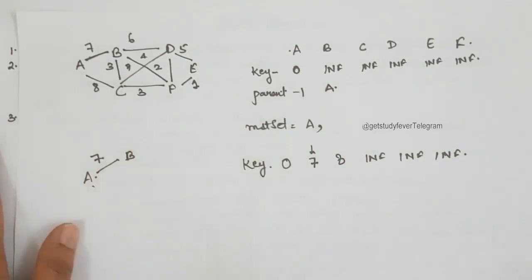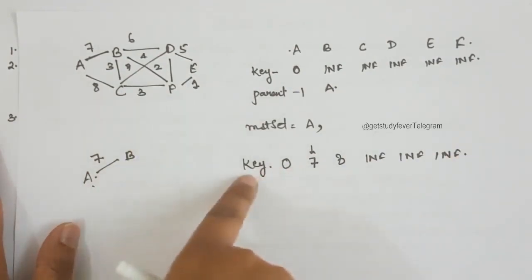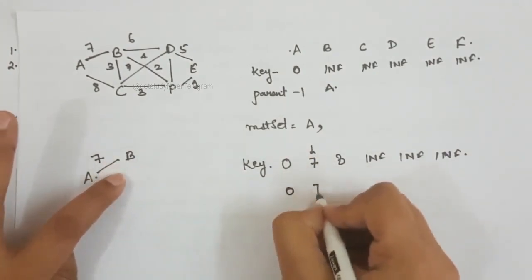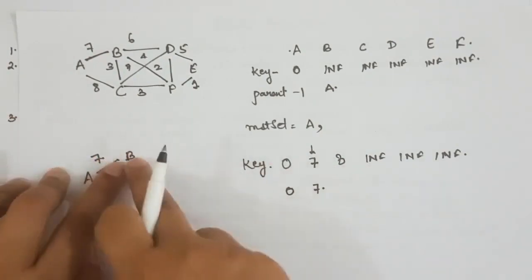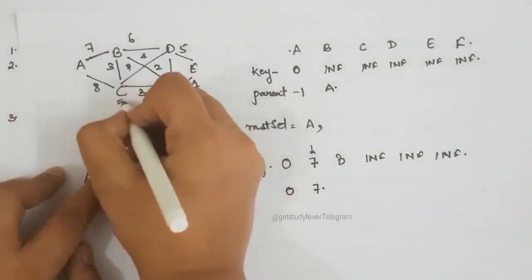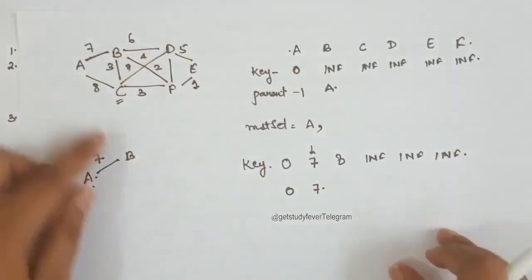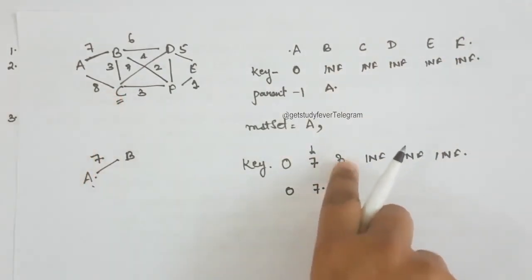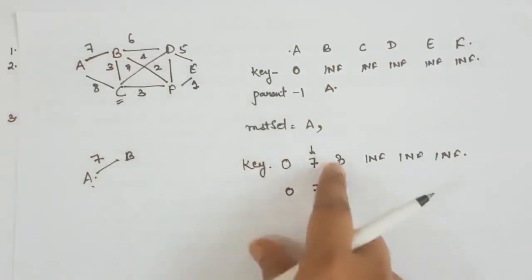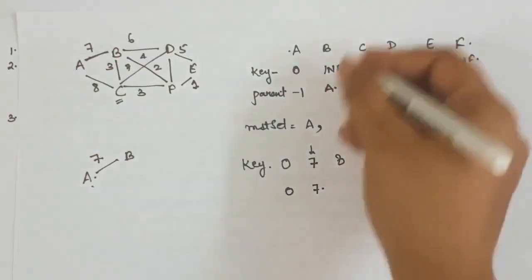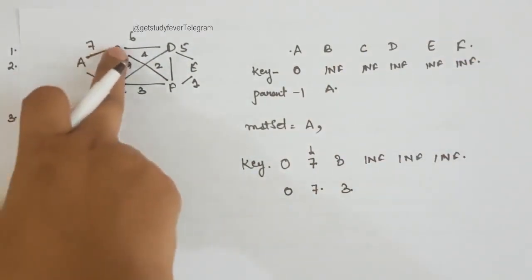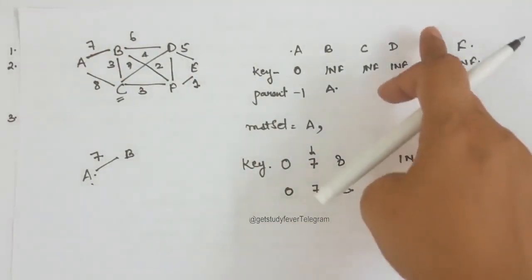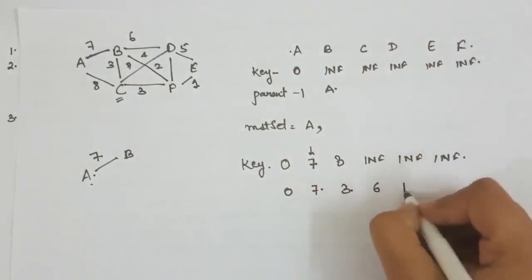Now I will check all the adjacent vertices of B and update this key set. So A will remain as it is, B will remain as it is. The adjacent vertices of B are C, F and D. B to C is 3. Now C has value 8, but B to C is 3, which is less than 8. So I will update the key value of C as 3. Now we have B to D as 6, so I will put the key value of D as 6. Now E and F are still not reachable, so I will keep them infinite.